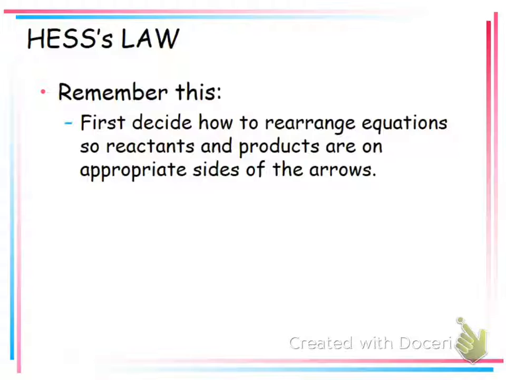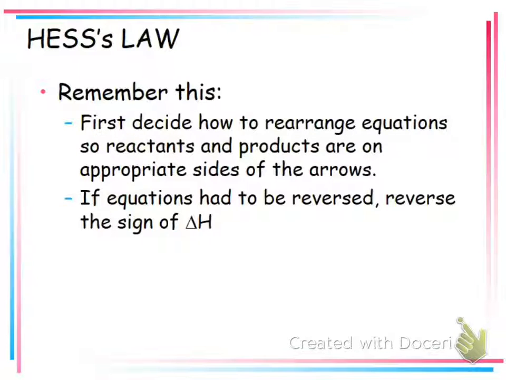First is we have to decide how we are going to rearrange the individual equations so that the reactants and products are on the right side of the arrow, okay? And so some equations we may have to reverse and some will leave the same. If we do have to reverse an equation, because remember, most reactions are reversible, we have to change the sign of delta H. So in other words, if the forward reaction is the positive delta H, the reverse reaction would be a negative delta H.